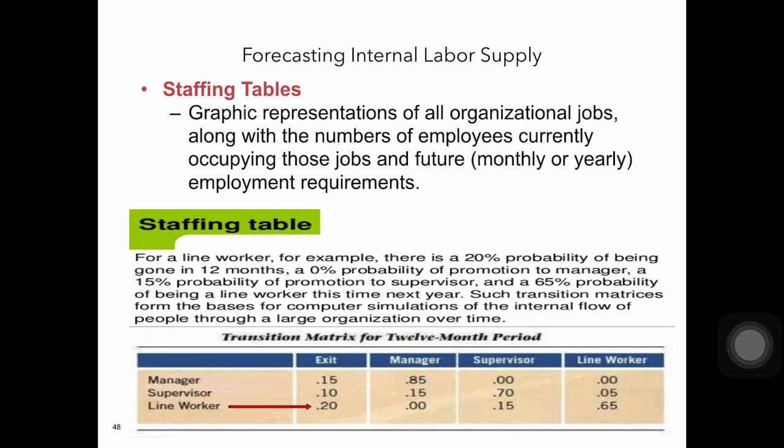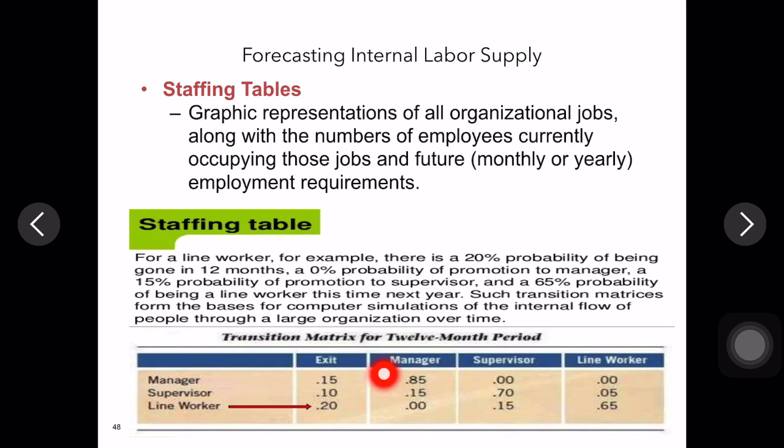So you tengok staffing table, dengar pun nama table, mestilah ada jadual. So kalau you tengok dalam jadual tu, dia kata apa? Dia kata for a line worker, for example, there is 20% probability of being gone in 12 months. So kalau korang tengok yang 20 orang ni, dia kata kat situ ada 20% of line worker akan exit, akan keluar dalam masa 1 tahun.